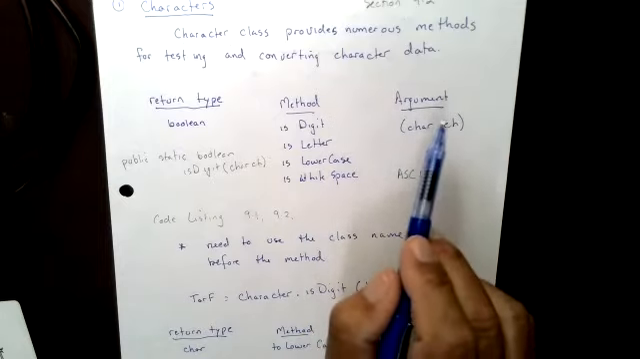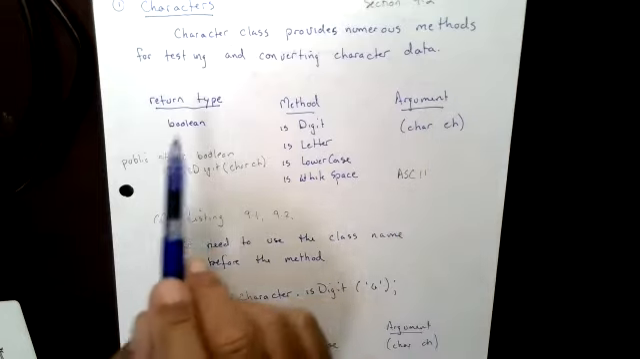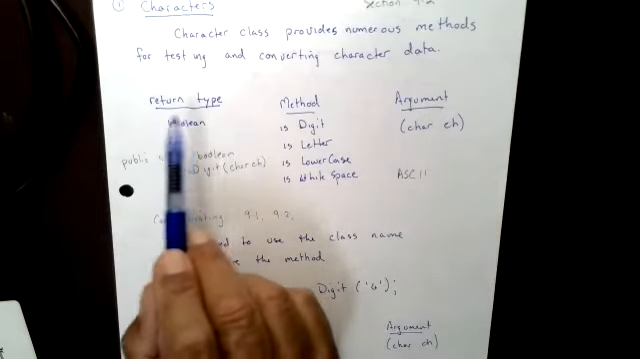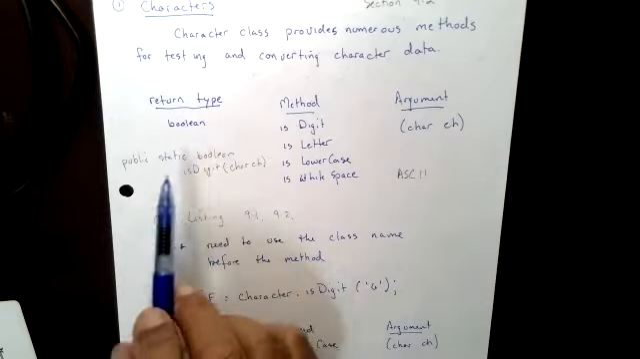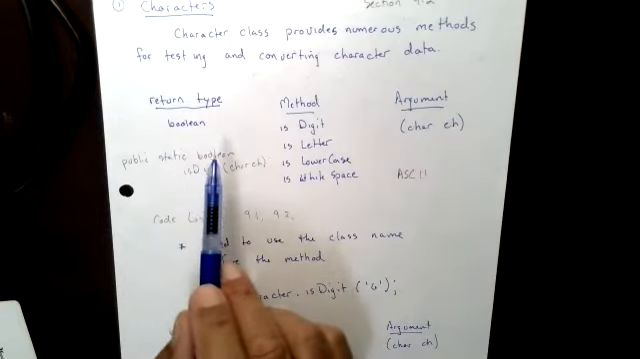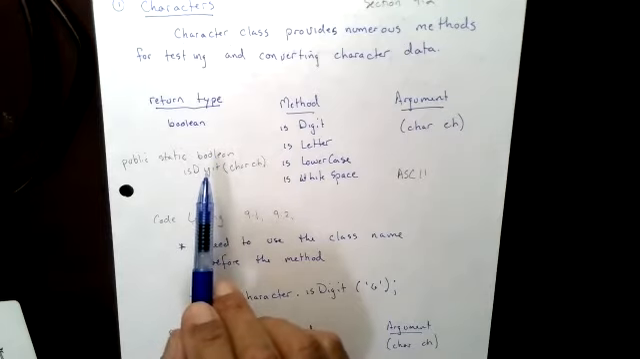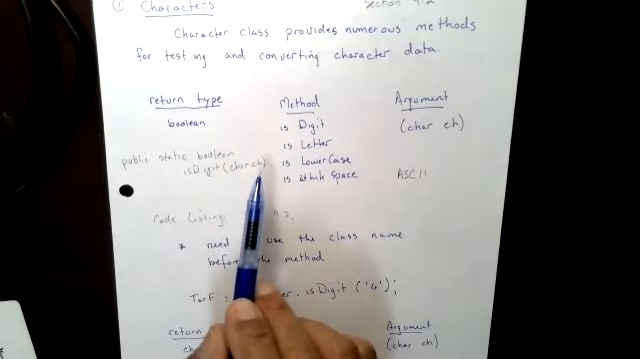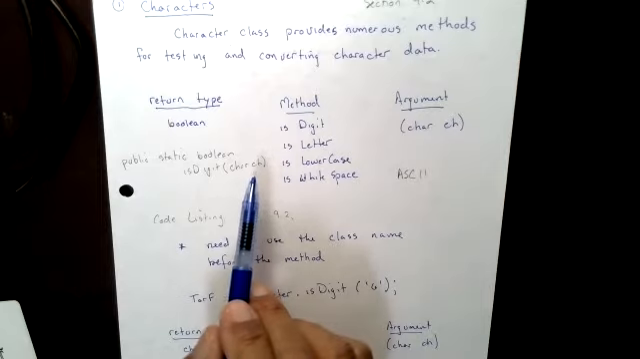They pass an argument that's a character and they're going to return a boolean data type. And here's an example of one of the method headings. Public static boolean isDigit(char ch), the character coming in.